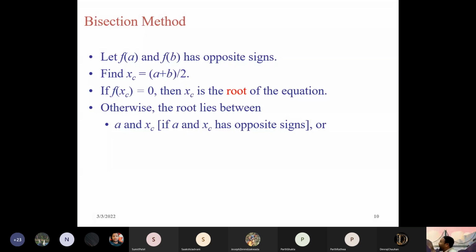Now I have to decide where it is. Either it is in the first interval or it is in the second interval. Clear? So now look here. Otherwise, the root lies in between A and XC. At what condition? Is it the correct condition, minus?